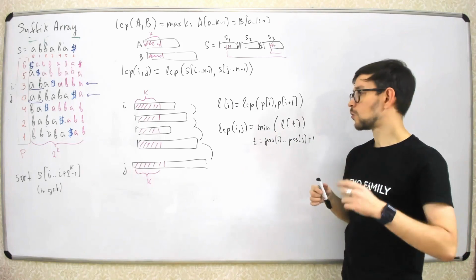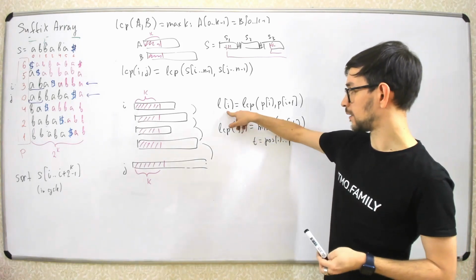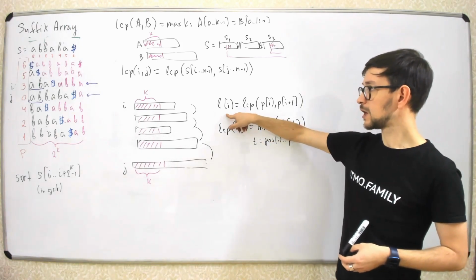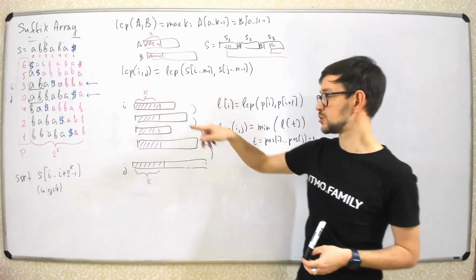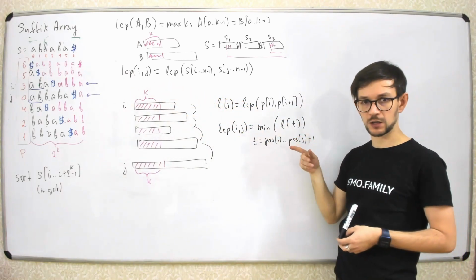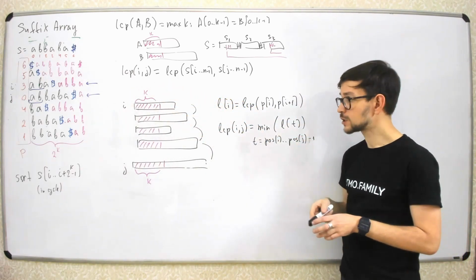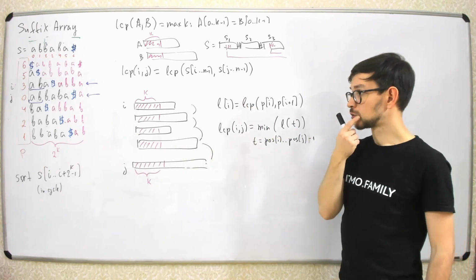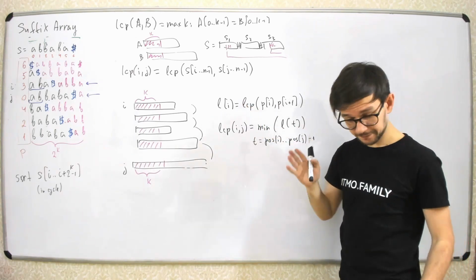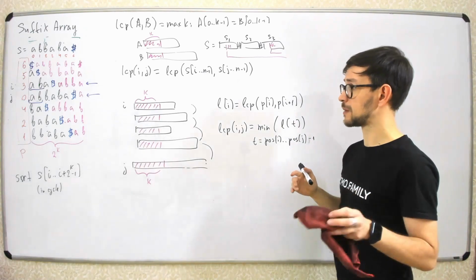Now, all we need is to pre-calculate this array L. When we have this array L, we can answer these queries just by taking the minimum in this array. So how to calculate this array L? To calculate array L, there's a very cool linear time algorithm.